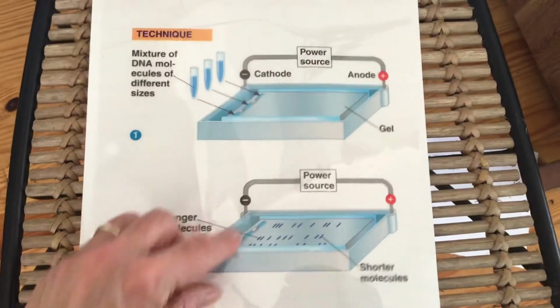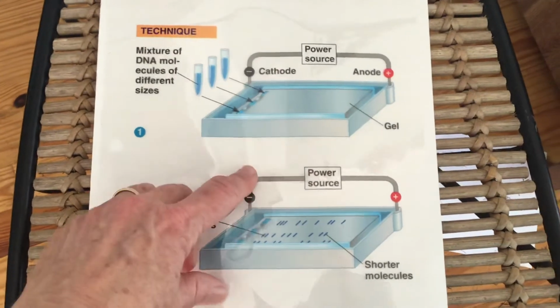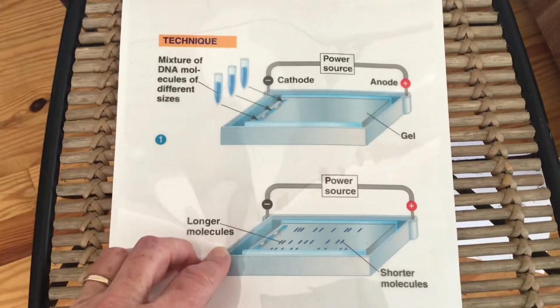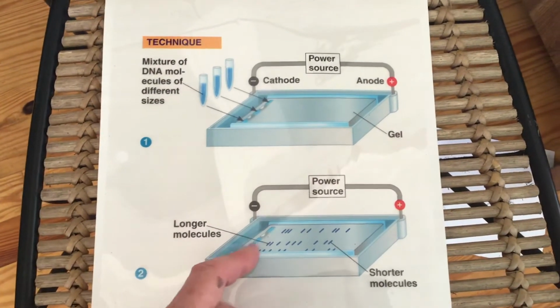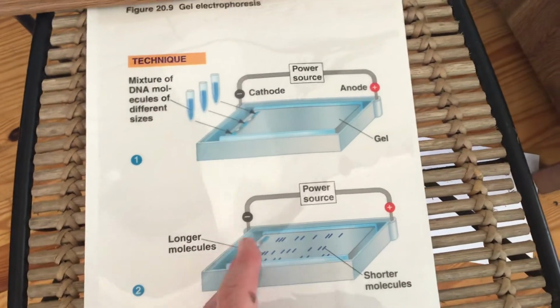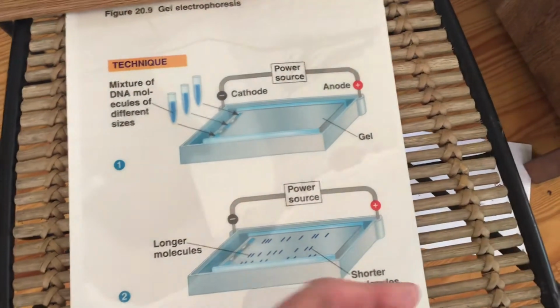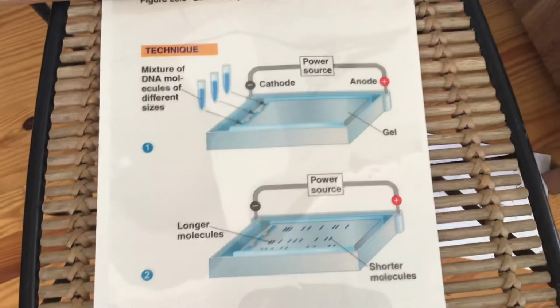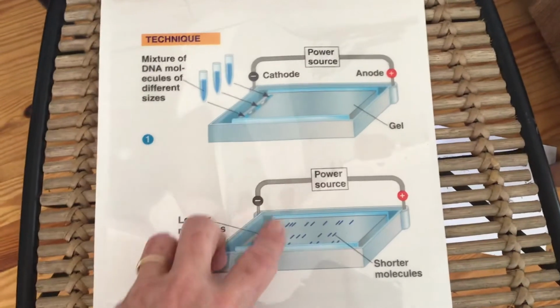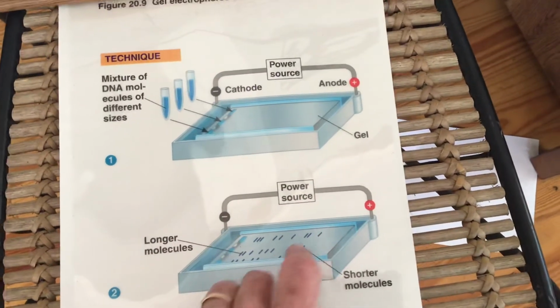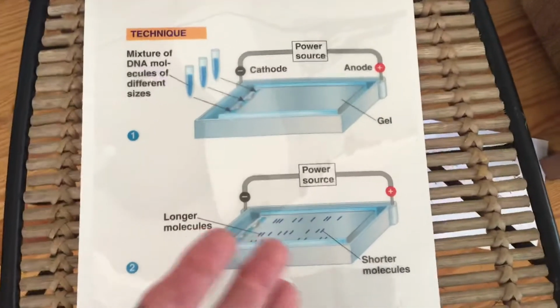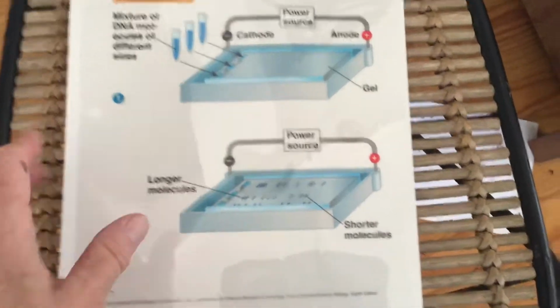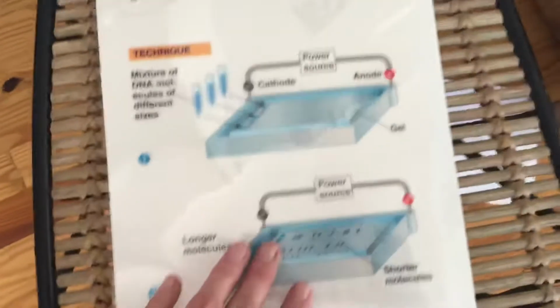So I'm going to load them on this end. This is the loading end, or the negatively charged end. And I'm going to put the DNA in here. And they are going to travel different distances based on how big they are. The biggest ones stay back, and the shorter ones travel further because they're lighter and they travel faster. Okay, so that's gel electrophoresis.